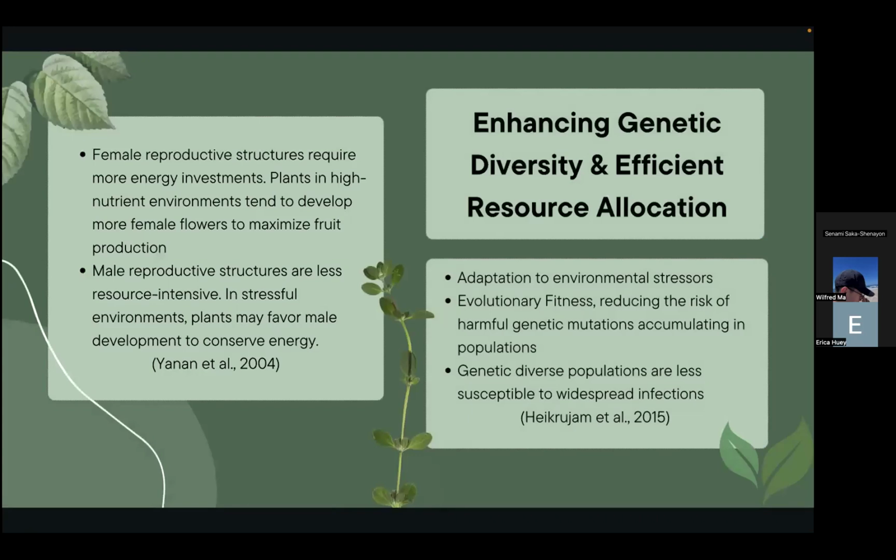Another biological significance of sex determination in plants is that it helps with enhancing genetic diversity and efficient allocation of resources. For example, female reproductive structures tend to require more energy investment, and male structures tend to be less resource intensive. Therefore, plants in high nutrient environments tend to develop more female flowers to maximize reproduction, and plants in stressful environments produce more male reproductive structures to favor the environmental conditions.